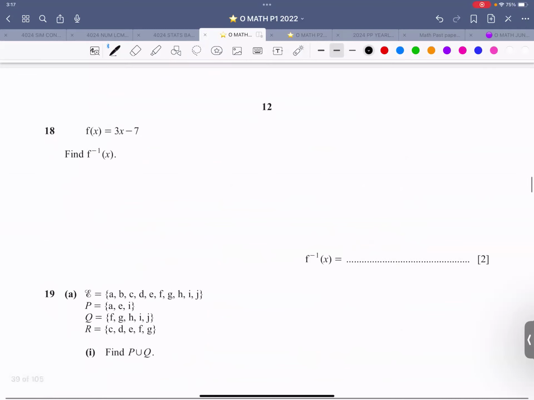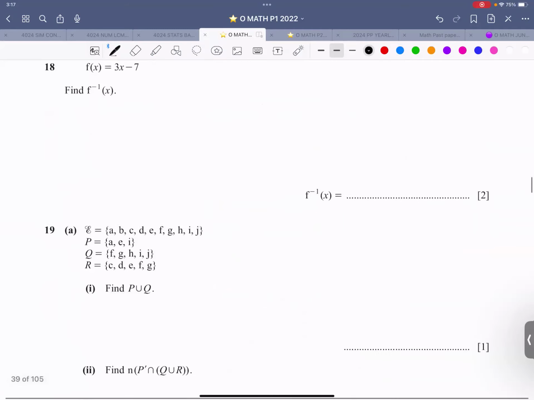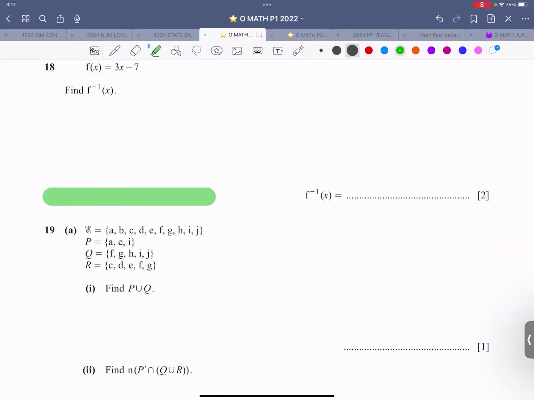Question number 18, something very small. Sometimes they don't go in a proper order. Sometimes a very small question can come in between. So this is function. And let me also label the other one that looks like set notation. This one is set notation and Venn diagram.